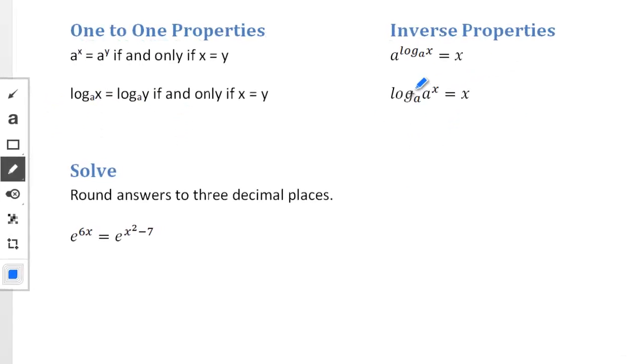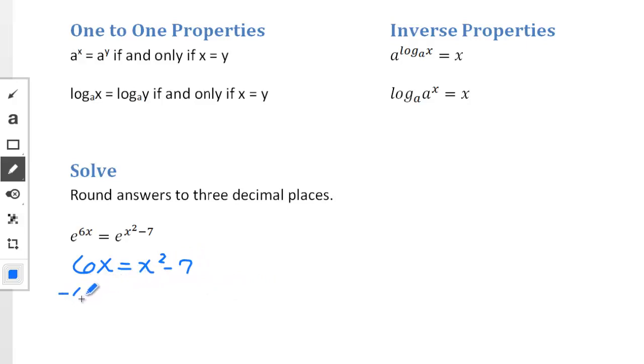For example, if we are asked to solve e to the 6x equals e to the x squared minus 7, we note that we have like bases, and when the bases are the same, the exponents have to be the same. So 6x equals x squared minus 7. Now it's a simple algebraic equation.